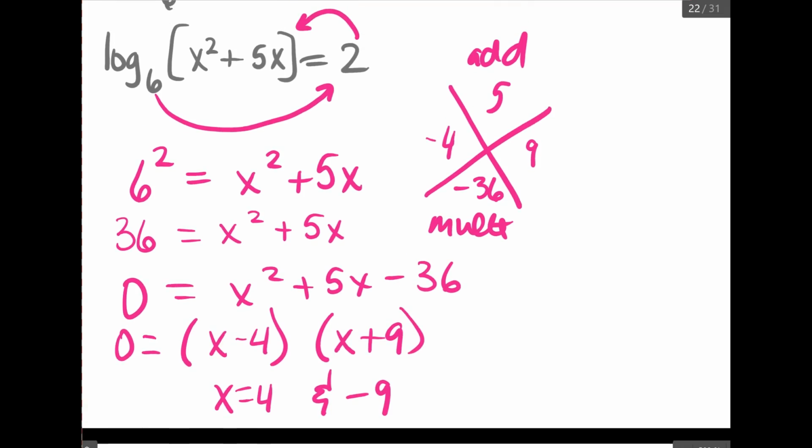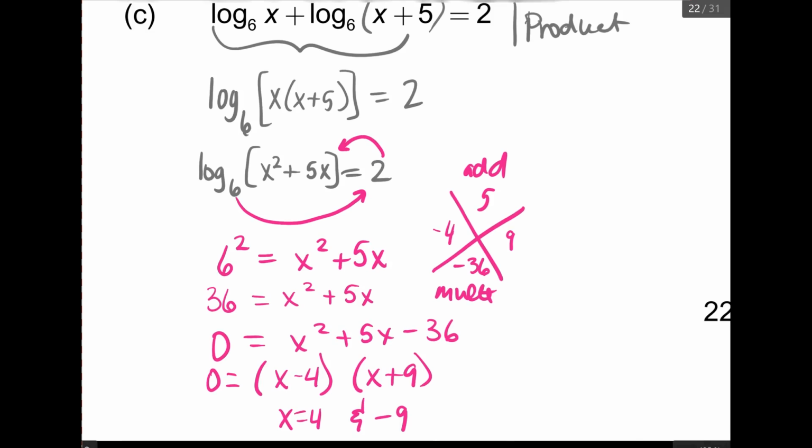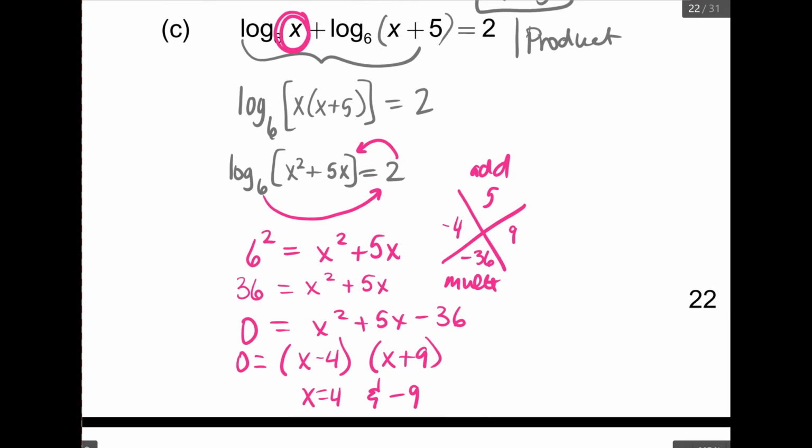But the thing is, if I plug in, right, to check what happens right here. If I plug in a negative 9, I'm taking log base 6 of a negative number, and I can't do that. So the only answer I have is x equals 4.